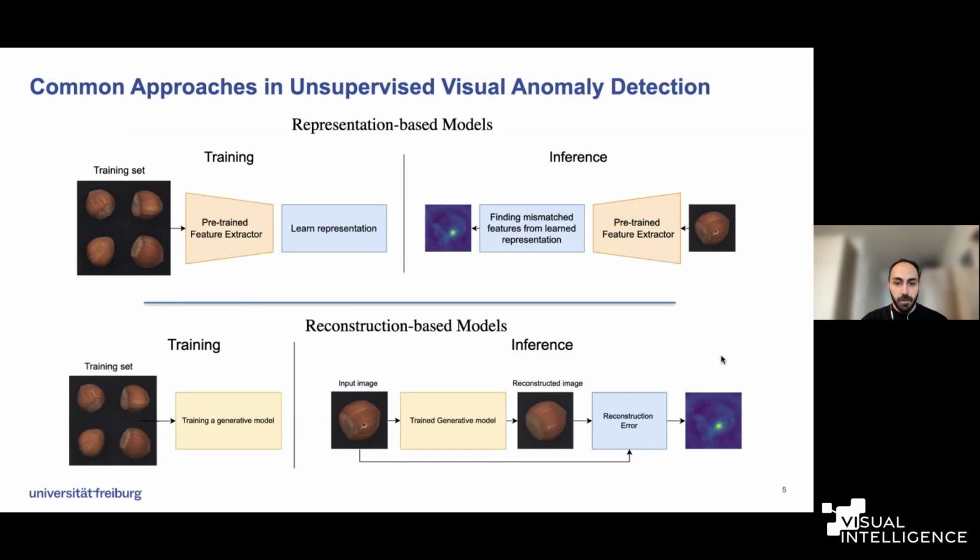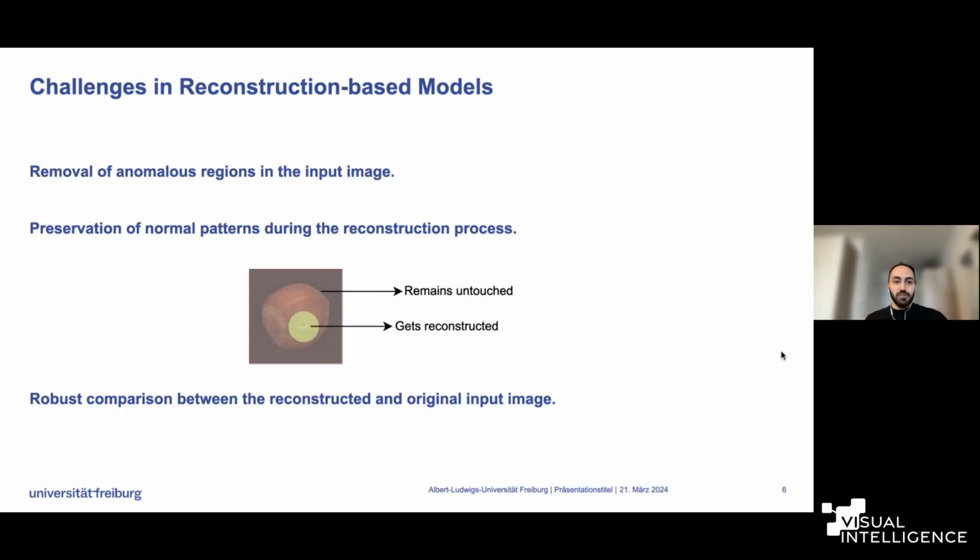Before our publication, we knew that reconstruction-based models back then were not really competitive with representation-based models, and in some cases having an estimation of the reconstruction of anomalies would be nice to have. Therefore, we tried to identify the challenges or the failure cases in reconstruction-based models. Based on my experiments, I could say there are three main challenges.